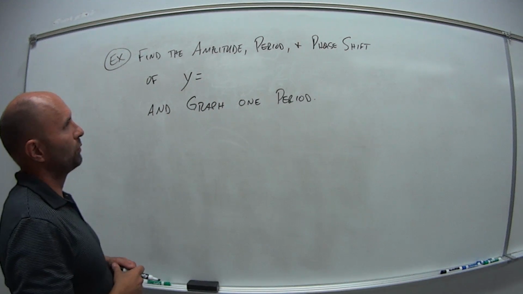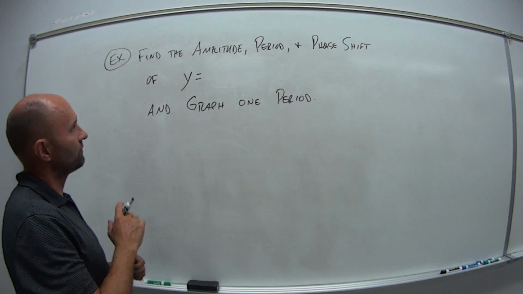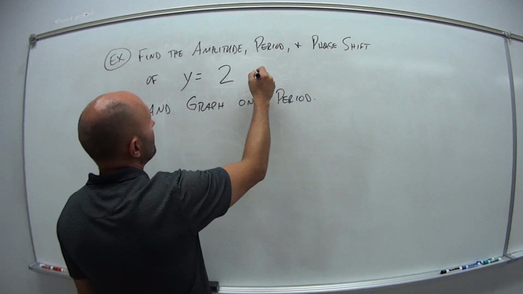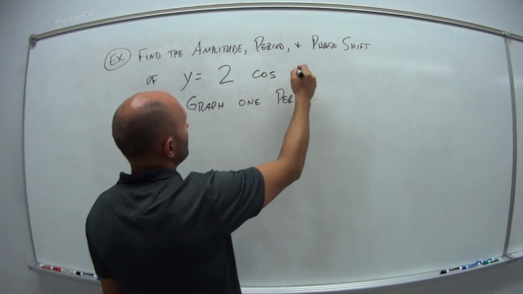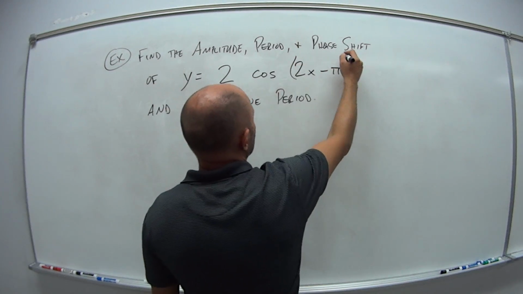Okay, so second example we're going to look at. Same idea, find the amplitude, the period, and the phase shift of the following. Y is equal to 2 cosine of 2x minus pi.